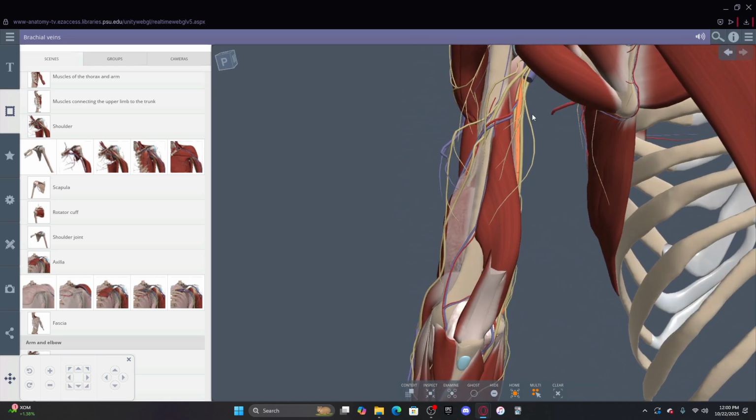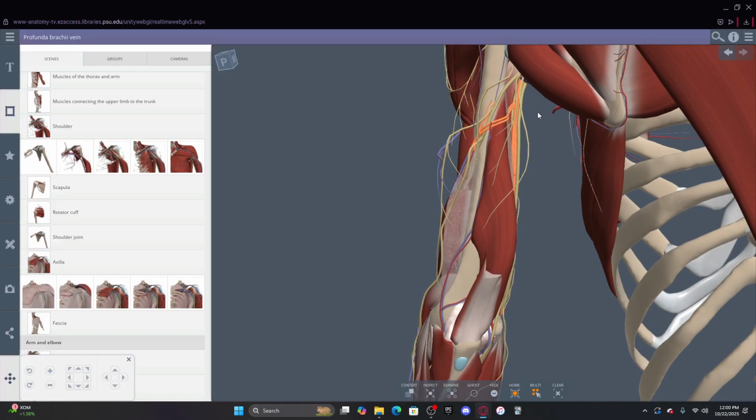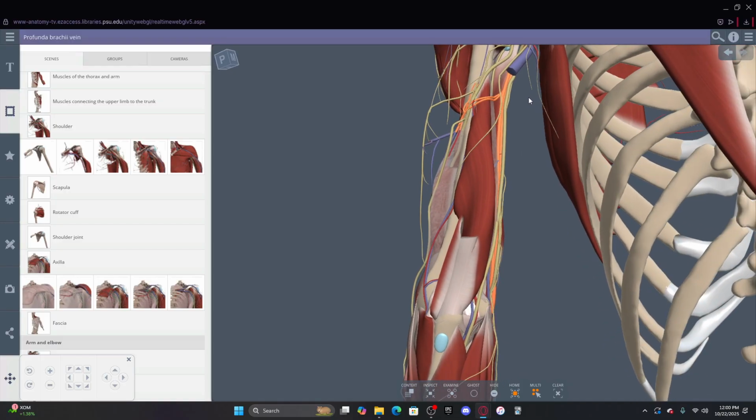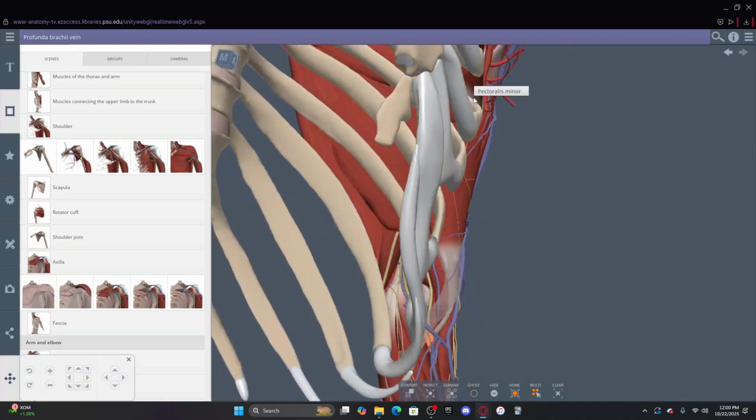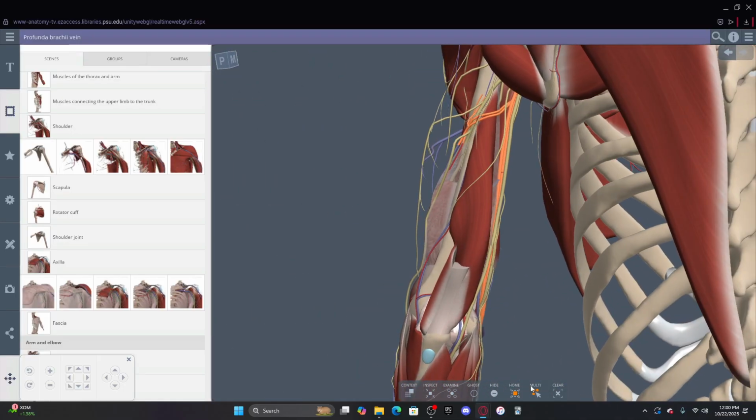we can see that coming from the brachial artery and the brachial vein, there's another branch. So arteria profunda brachii and profunda brachii vein. These are known as the deep brachial artery and the deep brachial vein. So deep brachial artery, deep brachial vein. We can see that they are coming off the brachial artery and the brachial vein.